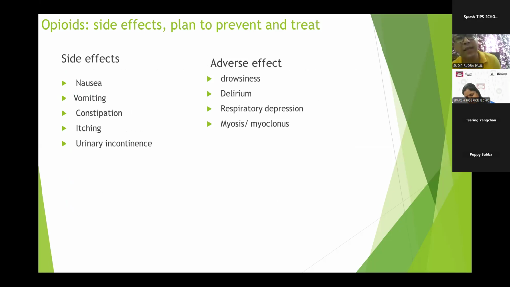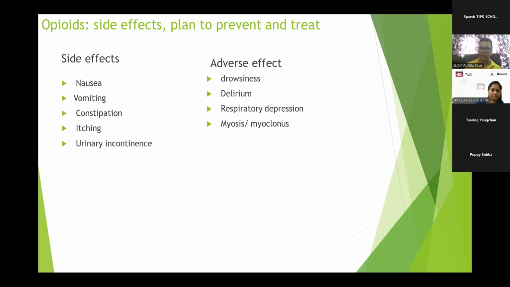Come to the side effects. If we see the side effects, nausea and vomiting is a universal side effect, you all know. Constipation, because morphine or any other opioid works on the central nervous system, so it reduces the peristaltic movement of the patient. So ultimately the patient develops constipation. It is mostly the common side effect of the opioids.